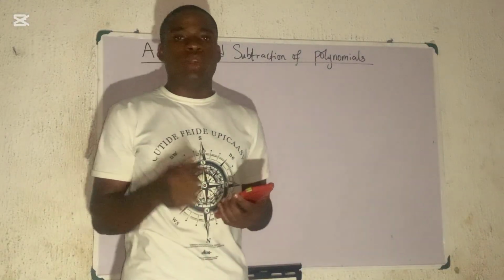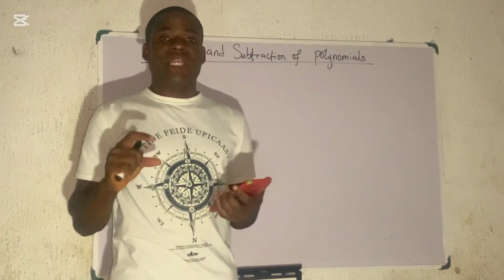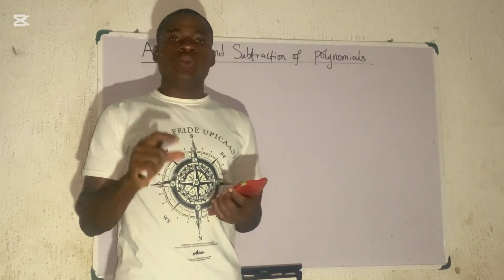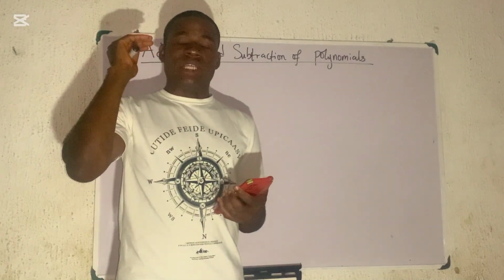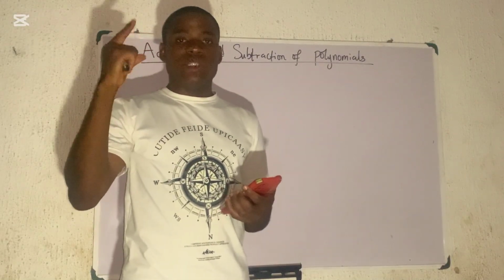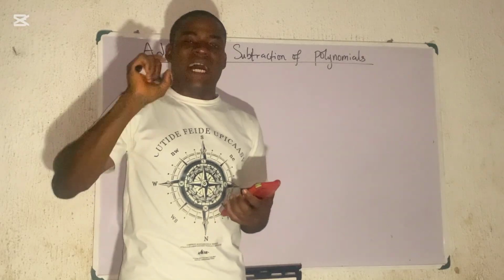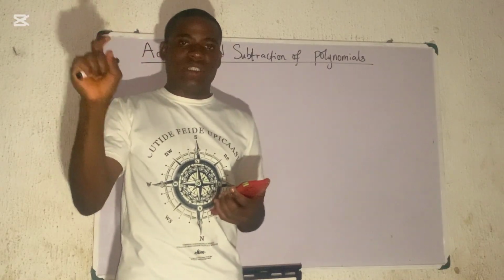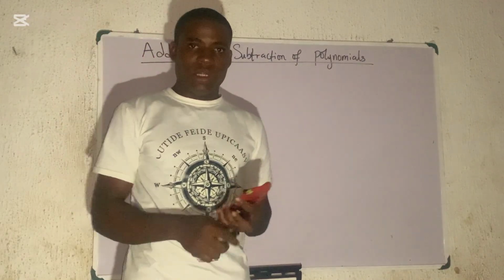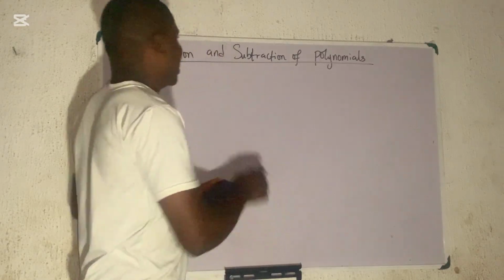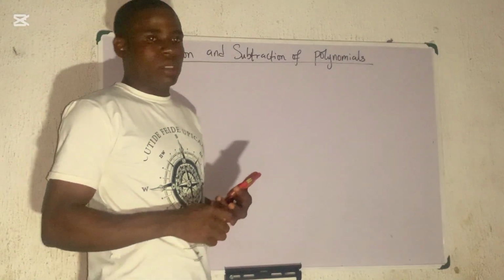Recall that we said that polynomials are simply algebraic expressions in which the exponents of the variables are non-negative. They must be positive and they are not fractions as well. Do you understand? So I'll be looking at addition. Let's make this video very fast.